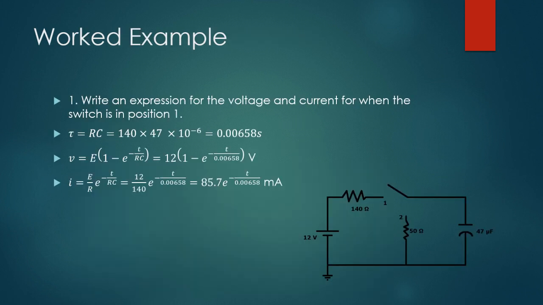So we'll just quickly run through some worked examples. For this one, we're to write an expression for the voltage and current for the switch in the first position. That means we've got the 140 ohm resistor and the 47 microfarad capacitor. That way we can work out the time constant to be 6.58 milliseconds. Then we just have to sub that into both of the formulas. We're subbing in E as 12 volts, which is our supply voltage, and R being the 140 ohms.